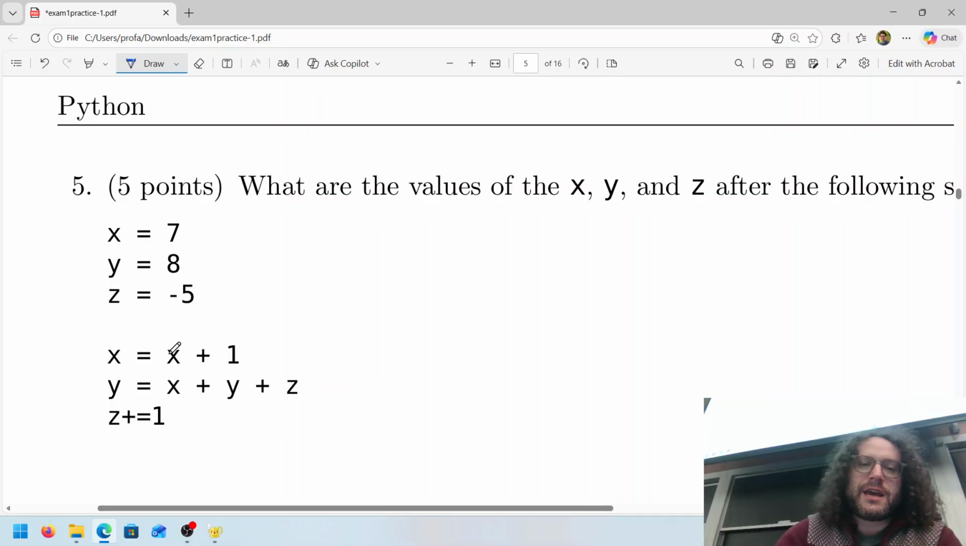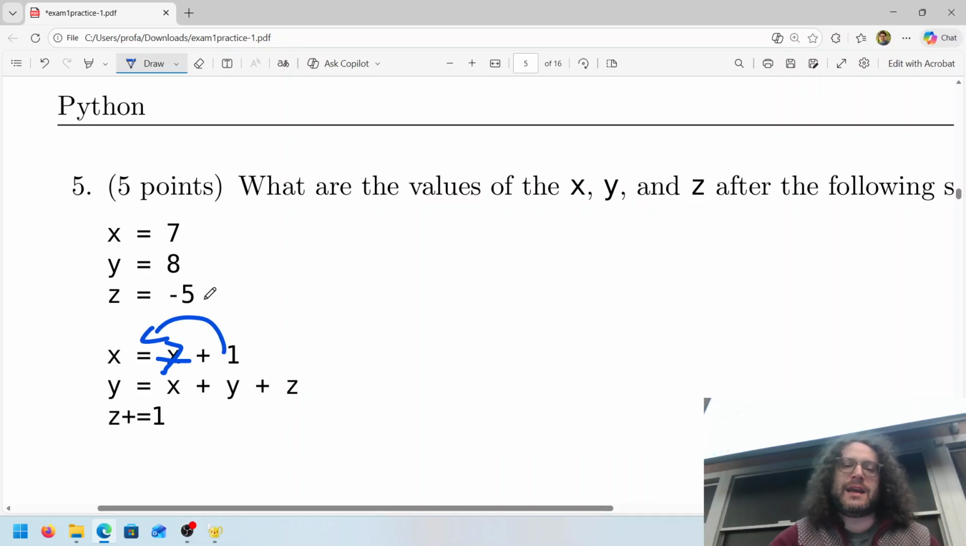Don't torture yourself. x is equal to x plus 1. What is x's value? x is 7, plus 1 is 8. So we're going to be storing that value in x. So now x's value is 8. Y is equal to x plus y plus z. So x is 8, plus 8, plus -5. 8 plus 8 plus -5 is 16 minus 5, so that makes this equal to 11, because we're going to be storing it in y.